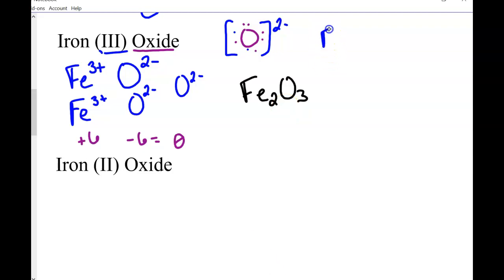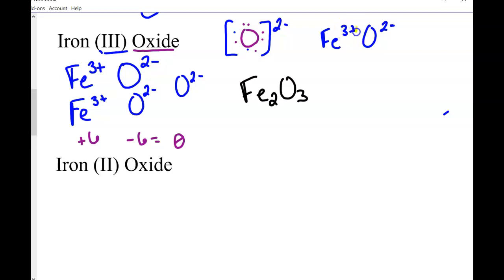We have Fe3+ and we have O2-. And the formula is Fe2O3. So the trick is called crisscrossing. Crisscrossing is just a way to get to the lowest common multiple faster. You only need to do this, you only need to multiply when the charges don't already add up to 0.